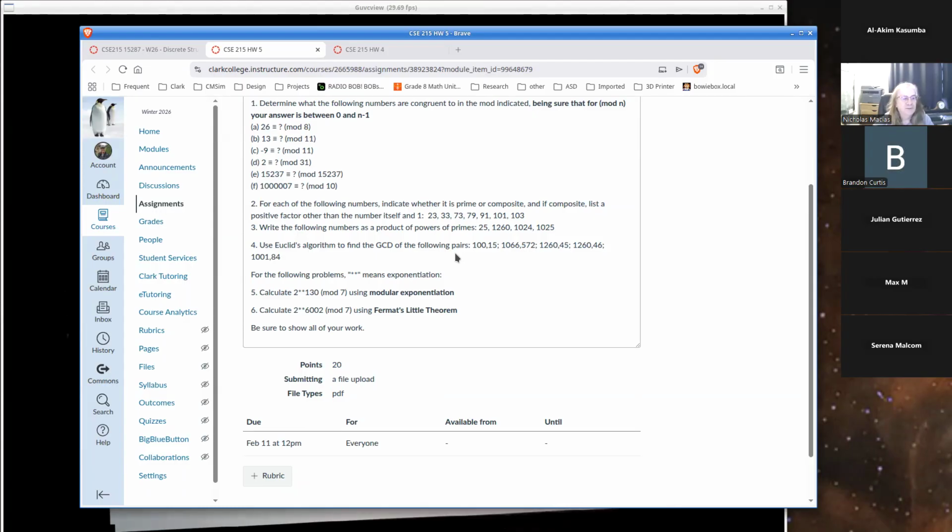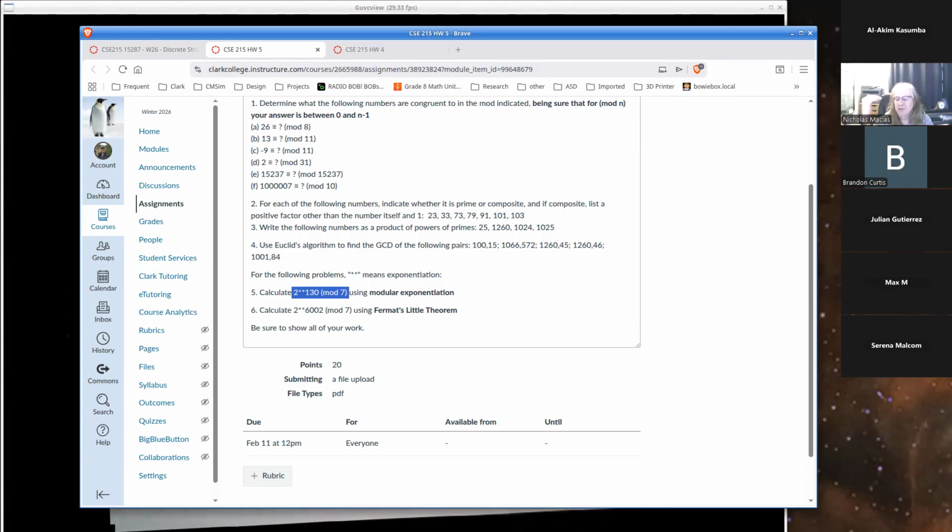Make sure you show your work for all of these, right? If you just give me an answer for this, I can't give you credit unless I see the steps, so that I know that you understand Euclid's algorithm. For five, use the modular exponentiation algorithm that we talked about in class to do this calculation. And again, show me the steps.